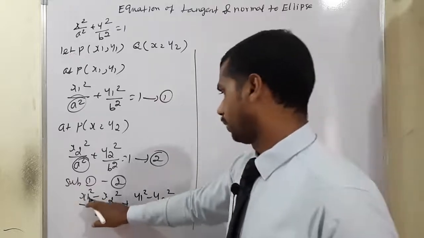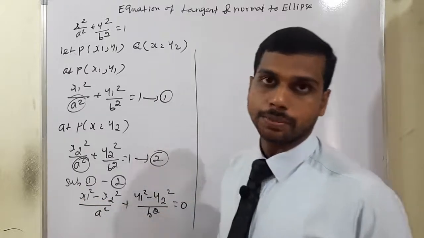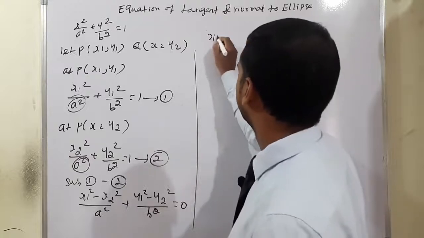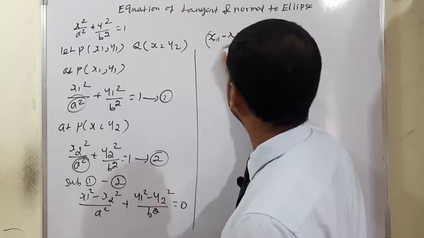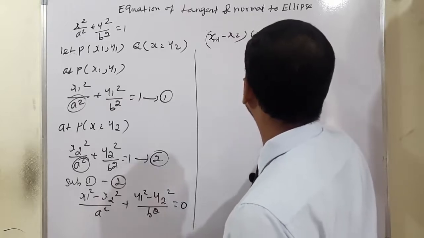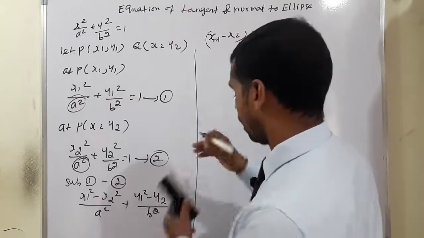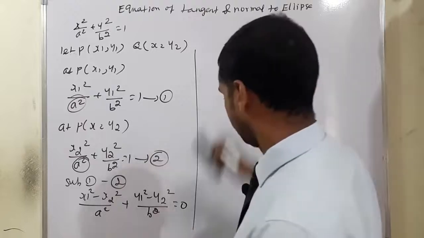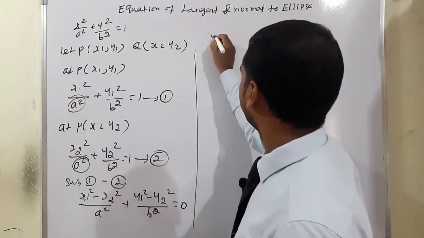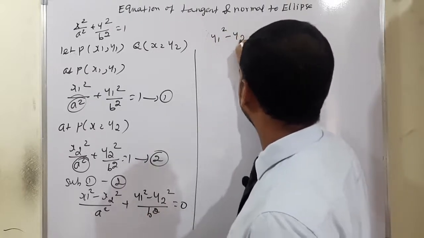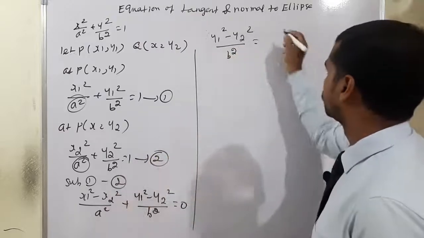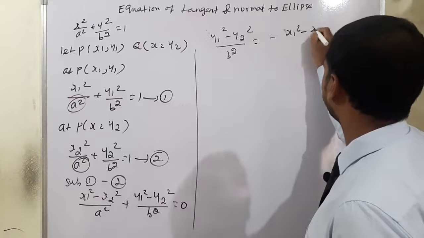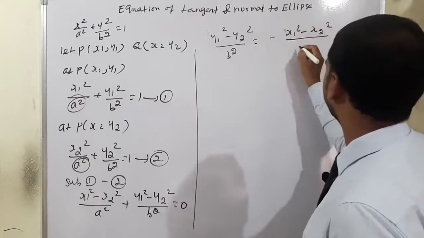So next line, a square minus b square means a minus b into a plus b. So we can write it x1 minus x2 into x1 plus x2. Otherwise, first positive term keep it: y1 square minus y2 square divided by b square is equal to, plus term bring out opposite sign means minus of x1 square minus x2 square divided by a square.